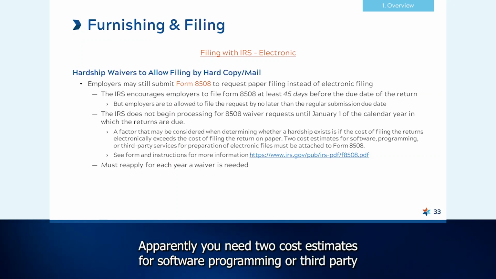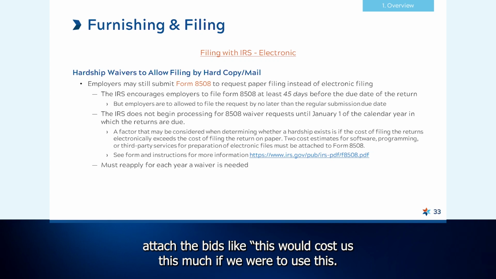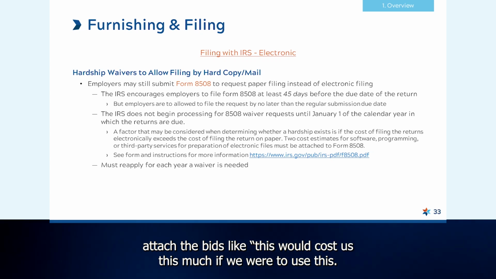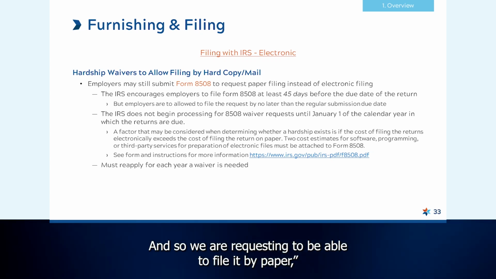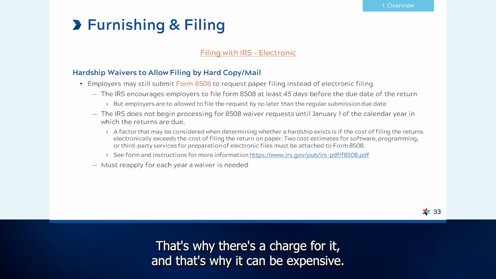Apparently, you need 2 cost estimates for software programming or third-party services or for preparation of the electronic files. So you would attach the bids, like this would cost us this much if we were to use this. And so we are requesting to be able to file it by paper because it's a lot more complex to do the actual submission process. That's why there's a charge for it, and that's why it can be expensive.